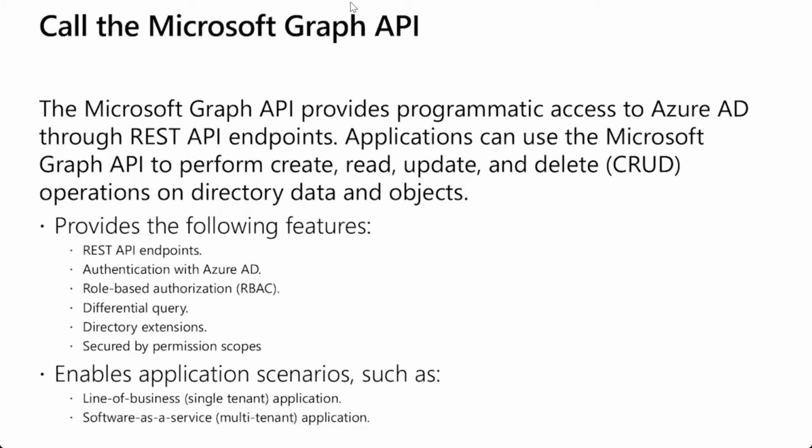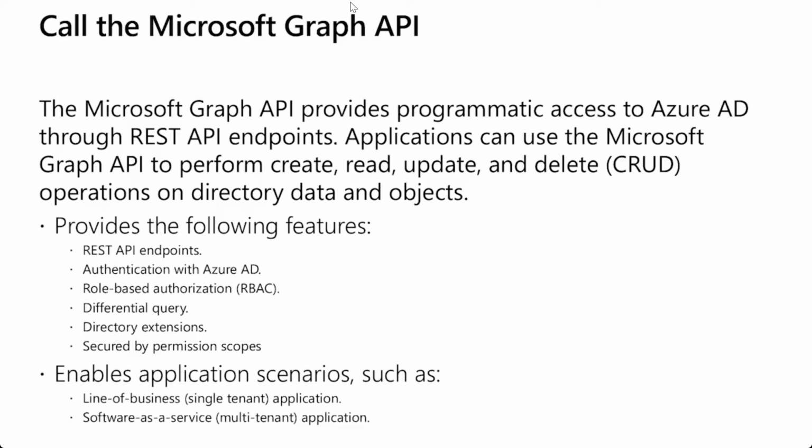Now, when you call the Microsoft Graph API, again, this is going to be our REST API endpoint, and the applications are going to use the Microsoft Graph API to perform create, read, update, and delete functions inside of the directory or inside of objects within the directory, as well as within the applications. So what we provide is a REST-based endpoint, with authentication again through Azure AD. There is role-based authorization, so you've got RBAC capabilities.